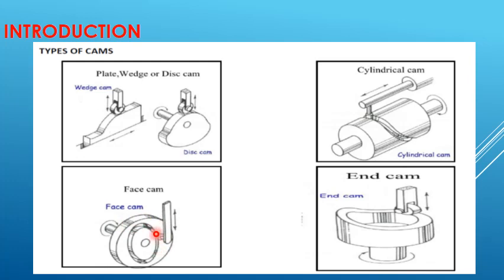The last one here is an end cam. This one is similar to a face cam, but in the end cam it's cut on the surface of the cam. On the face cam it was cut on the face, but the end cam is cut on the surface. Depending on the cut there, the follower is going to go up and down.